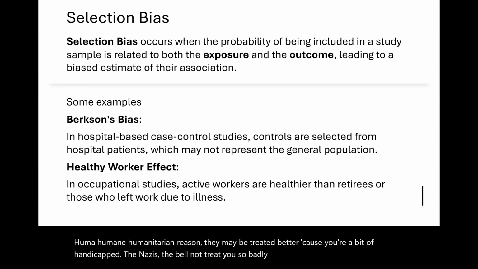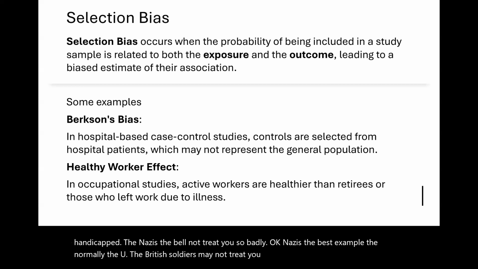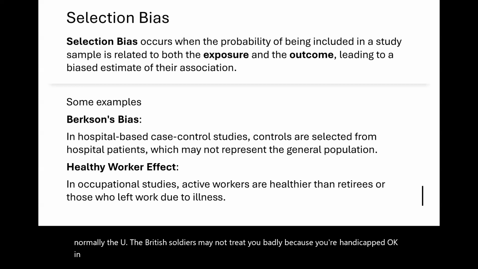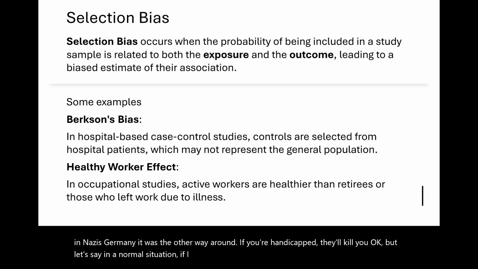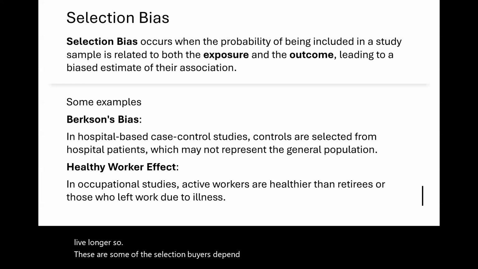Okay, Nazis is a bad example. The British soldiers may not treat you badly because you're handicapped. In Nazi Germany, it's the other way around. If you're handicapped, they'll kill you. But let's say in a normal situation, if you're handicapped, you may be treated better and therefore live longer. So these are some of the selection biases, depending on who your selection cohort is. Any questions on Berksonian bias and healthy worker bias?